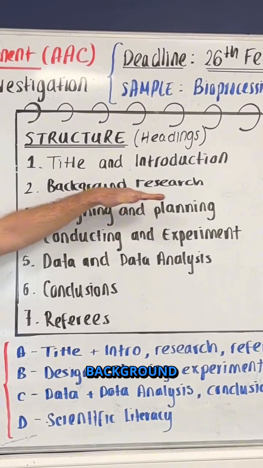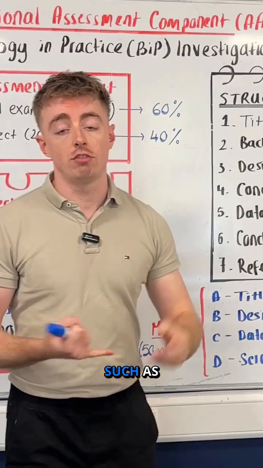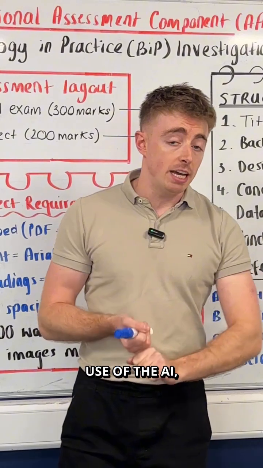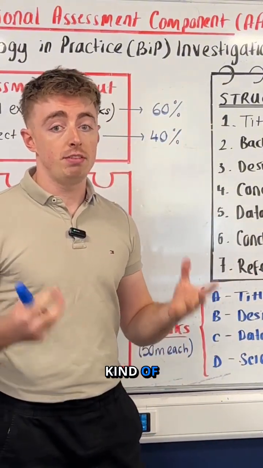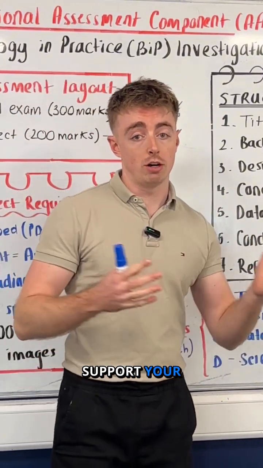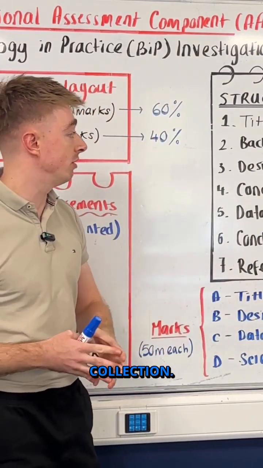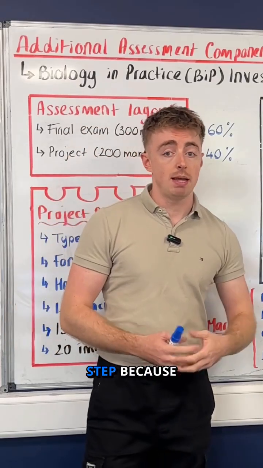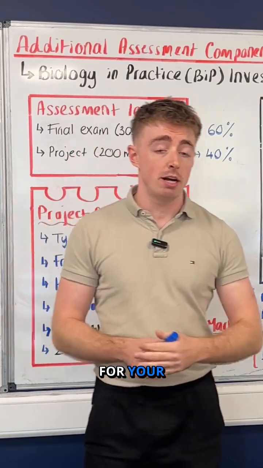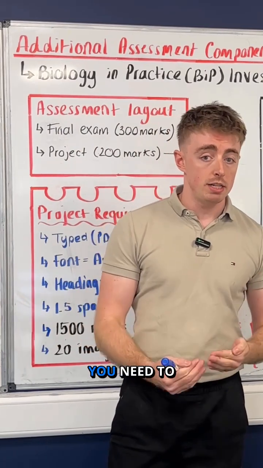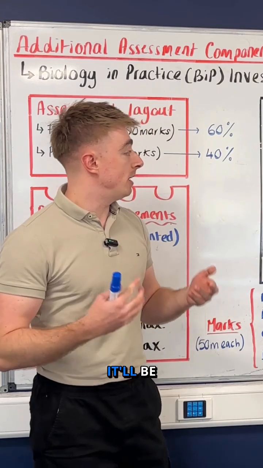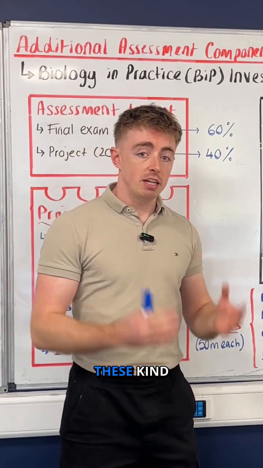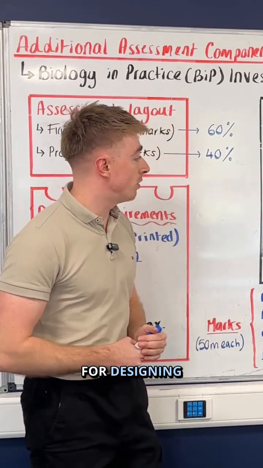Then you have your background research, which will be taking a look at some of your literature, such as articles and use of AI, and any other kind of material that you can find that will support your overall data collection. The next thing you have is your designing and planning. This is a really important step. This is where you're going to outline the method for your experiment, taking a look at what you need to consider. It'll be identifying your hypothesis, these kinds of essential components for designing your experiment.